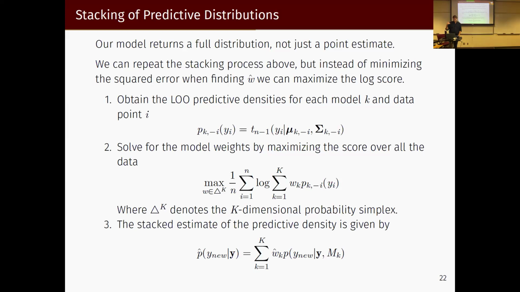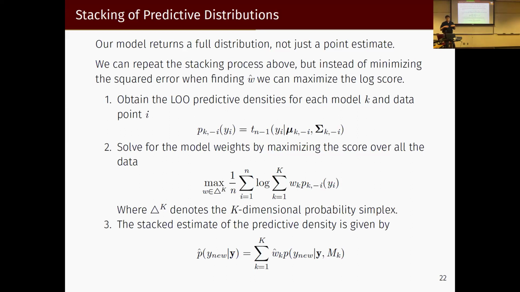So we can repeat the stacking process above, but instead of solving with the squared error loss, we're going to use a proper scoring rule for our predictions under our probabilistic models. So instead of just evaluating the likelihoods at each of the left out points, we instead obtain the predictive densities for each model at the left out points. And again, this is a t-distribution that we can just evaluate. And then we solve this optimization problem.